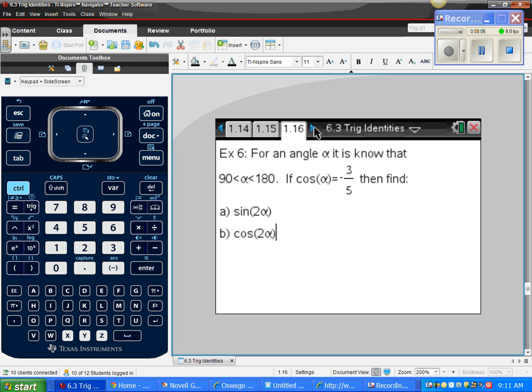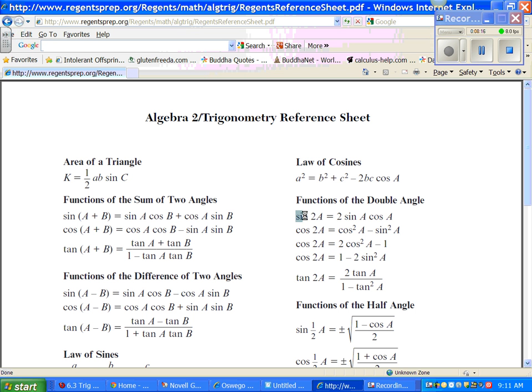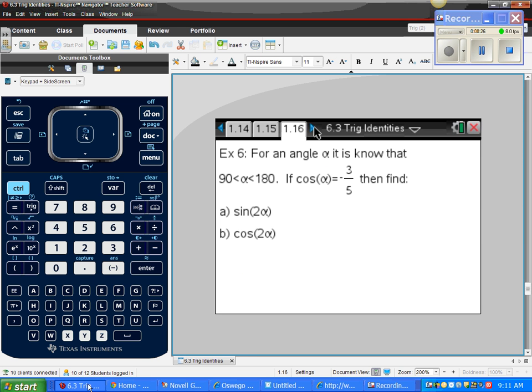When I look at the identity for sine of 2 alpha, or sine of 2a, what else do I need? I'm given cosine. What else do I need? I need sine. How do I find sine? Good. You're going to build a triangle. You're going to find that missing side, and you're going to write down what cosine of alpha and sine of alpha are. So go ahead and do that in your notebook. You don't need me to do that.